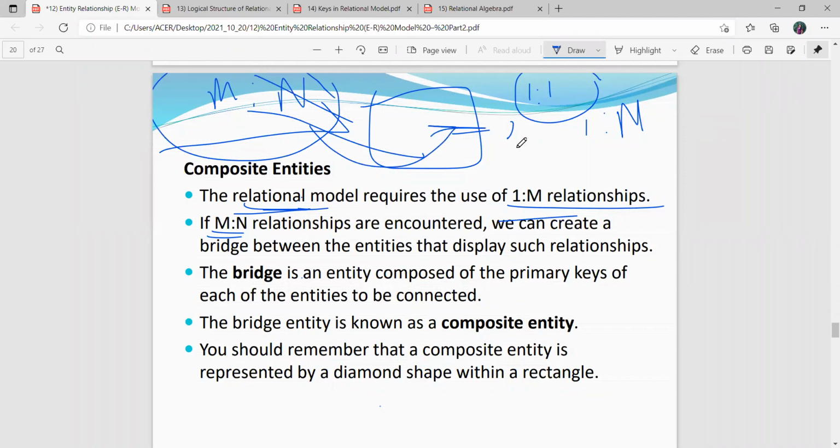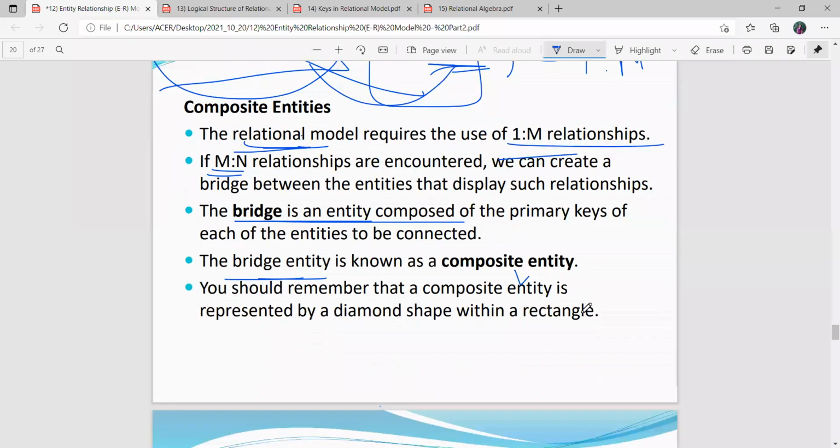Okay, to convert this M-to-N, that means many-to-many relationship, into one-to-many relationships, you can create a bridge entity that composes the primary key of each entity to be connected. So this bridge entity is known as a composite entity. Okay.